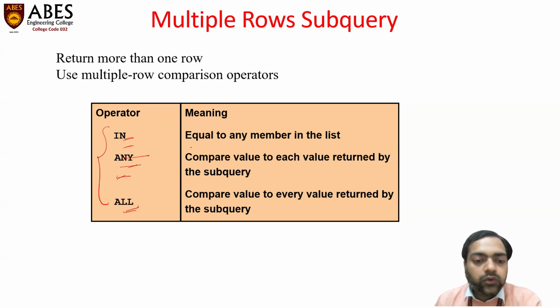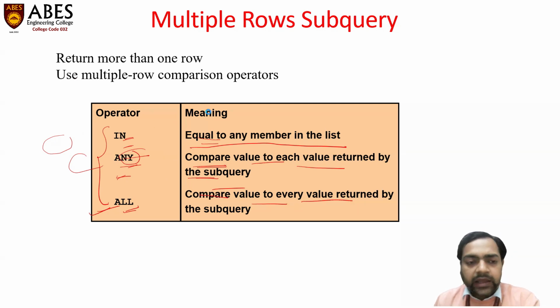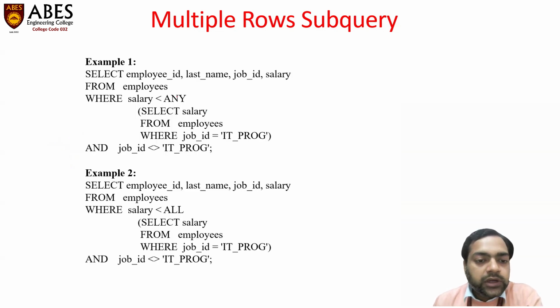What will the IN operator do? It equals any number in the list. So if we have more than one number, it will check or compare with all the values in that list. If we talk about the ANY operator, it compares a value to each value returned by the subquery. Now if we talk about the ALL operator, it compares a value to every value returned by the subquery. Let us take an example and understand it.